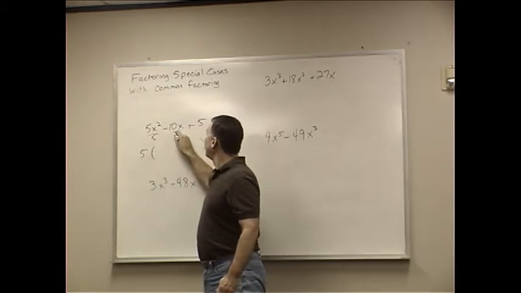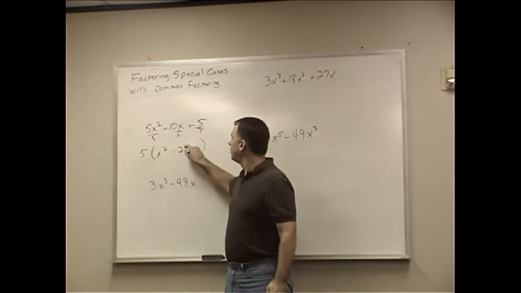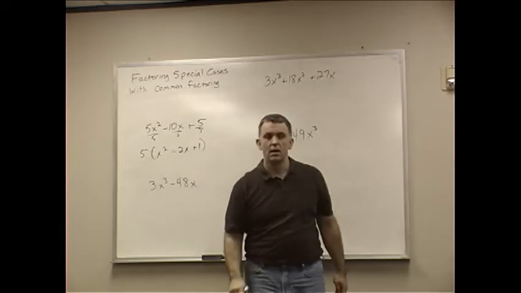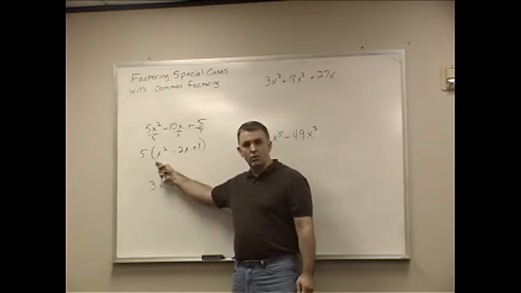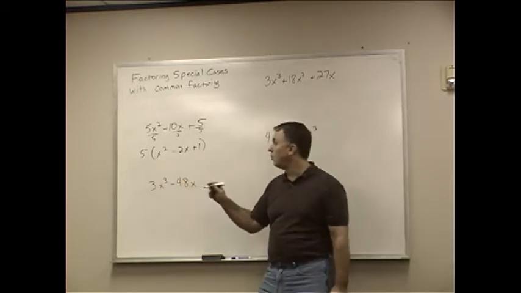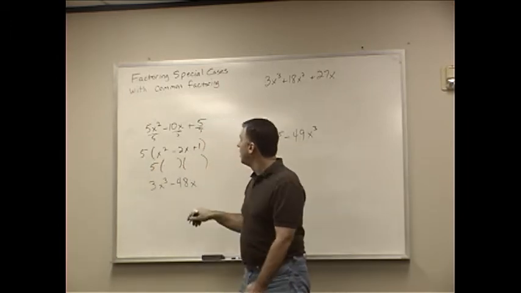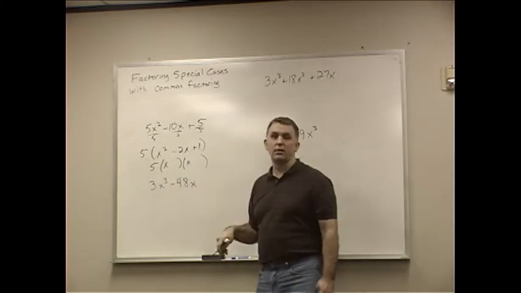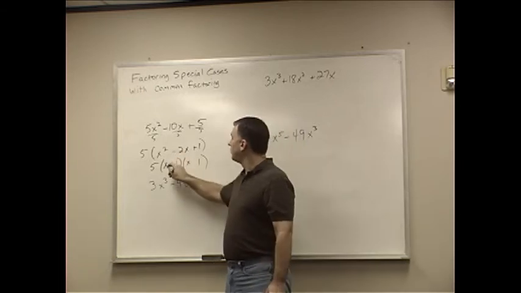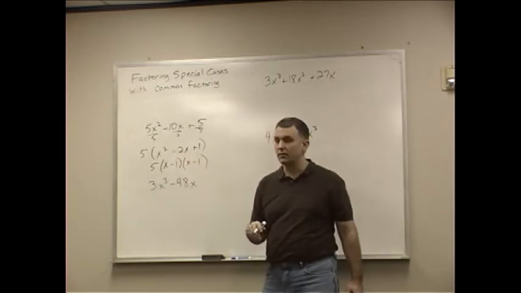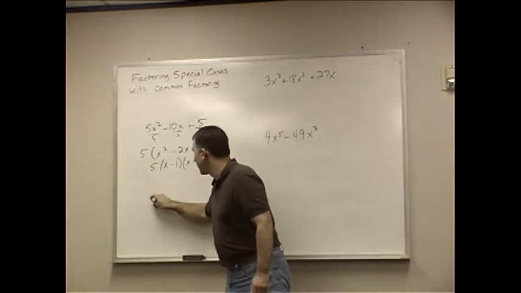So we'll divide each of these by 5, and that leaves me with x squared minus 2x plus 1. Now when you take a look at this, and again I said these were special cases, you can take the square root of the first term, and you take the square root of 1, it's 1. So 5 will go on the outside, and we're going to have the square root of x squared is x. The square root of 1 is 1, and my middle sign is a negative sign.